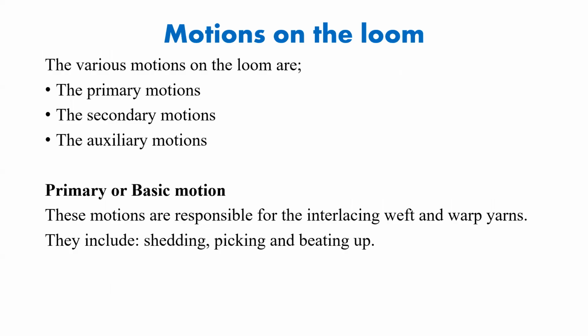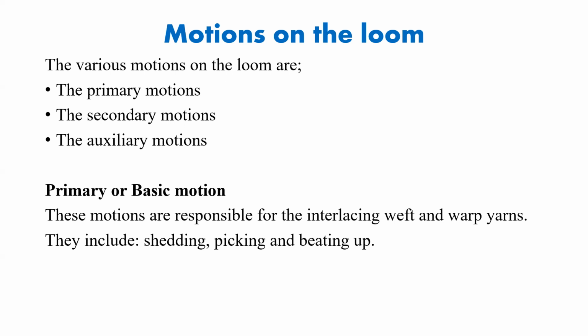So we have motions on the loom. We have various motions on the loom that are put in place when it comes to weaving. So these various motions, we have the primary motion, the secondary motion, and then the auxiliary motions. So for the loom to operate, we need these motions.